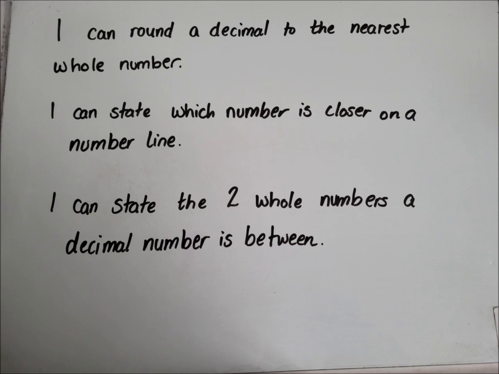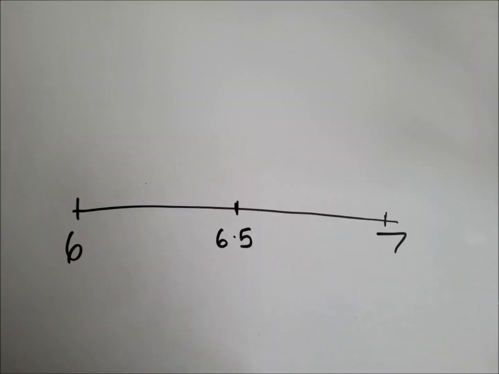So let's have a look at this number line. Whole numbers are just numbers that don't have any decimals after them. So for example, 6 and 7 are whole numbers. 6.5 is a number with a decimal. So if we had this number line, 6 at one end, 7 at the other, 6.5 would be right in the middle between the two numbers.